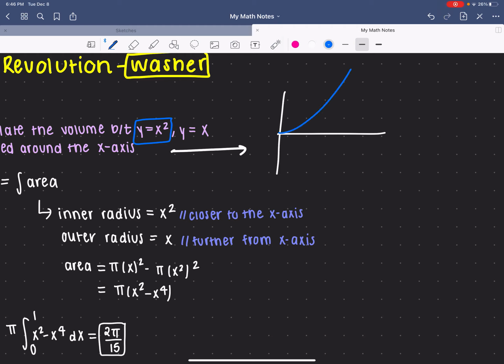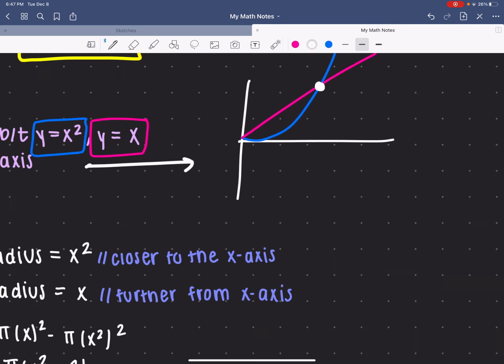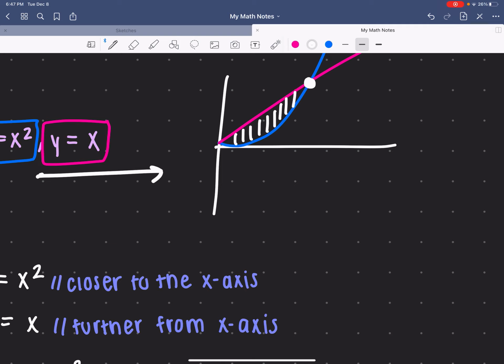Let's draw that again. And that's still a bad drawing. Okay, like that. And y equals x looks something like this. Okay, that's much better. And this region is what we're rotating around the x-axis. And the way we rotate it, quote unquote, is we basically mirror it against the x-axis. So I'm going to draw y equals x squared in my blue, y equals x in my pink.